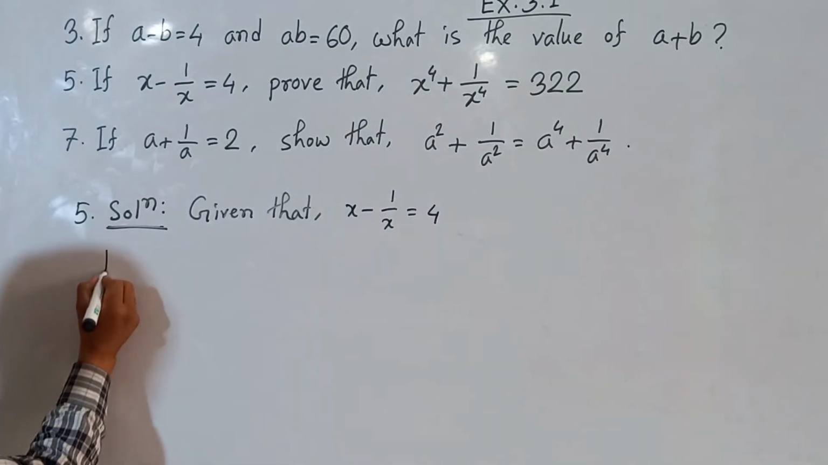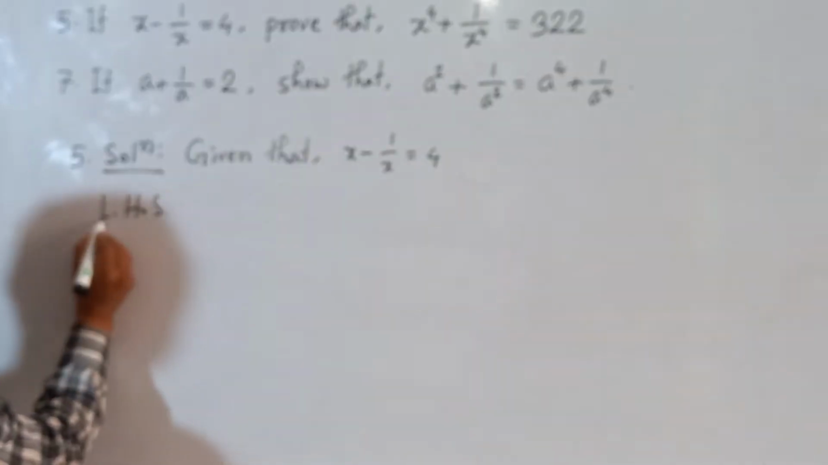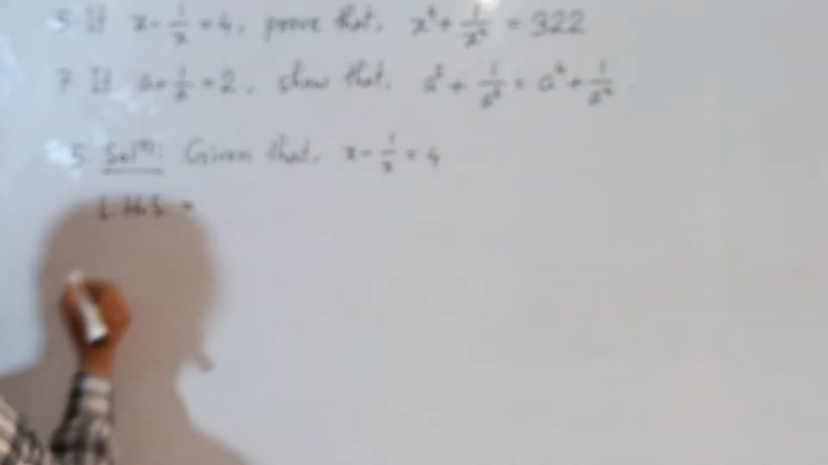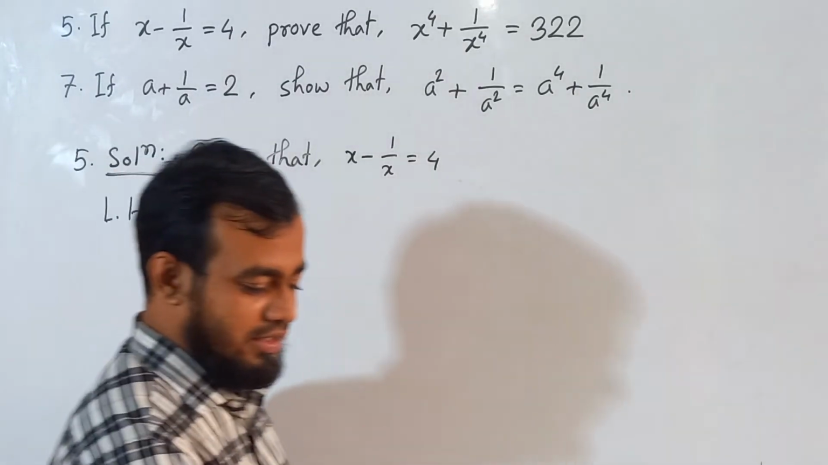Now our left hand side, we can write down in short LHS, left hand side, is equal to x to the power 4 plus 1 over x to the power 4. Okay, now we will use the corollary. Here we have some corollaries.